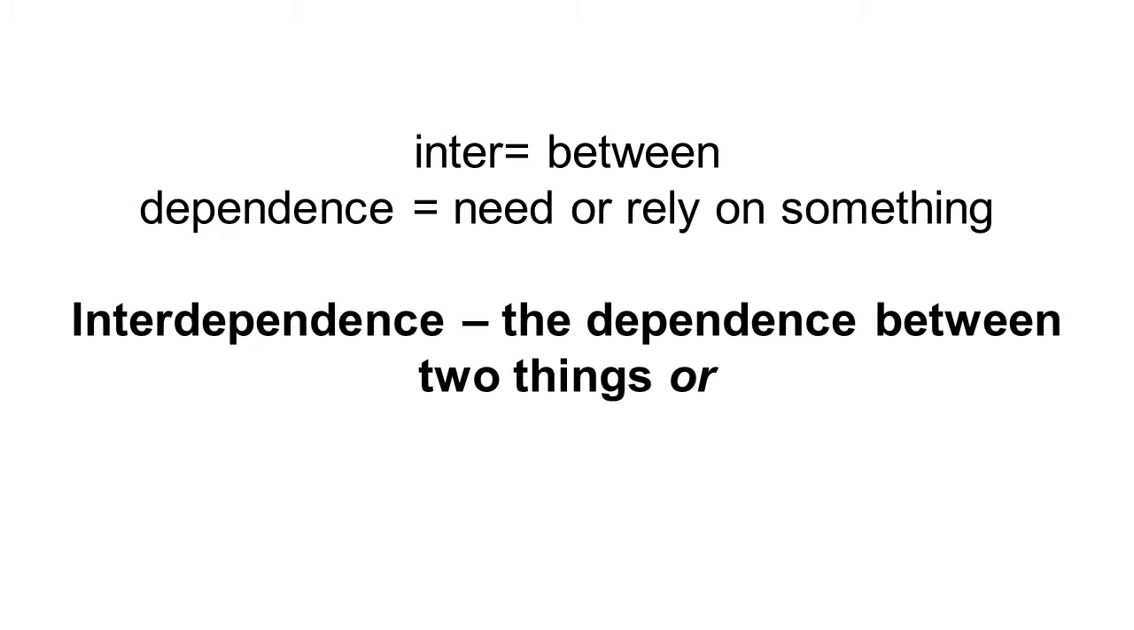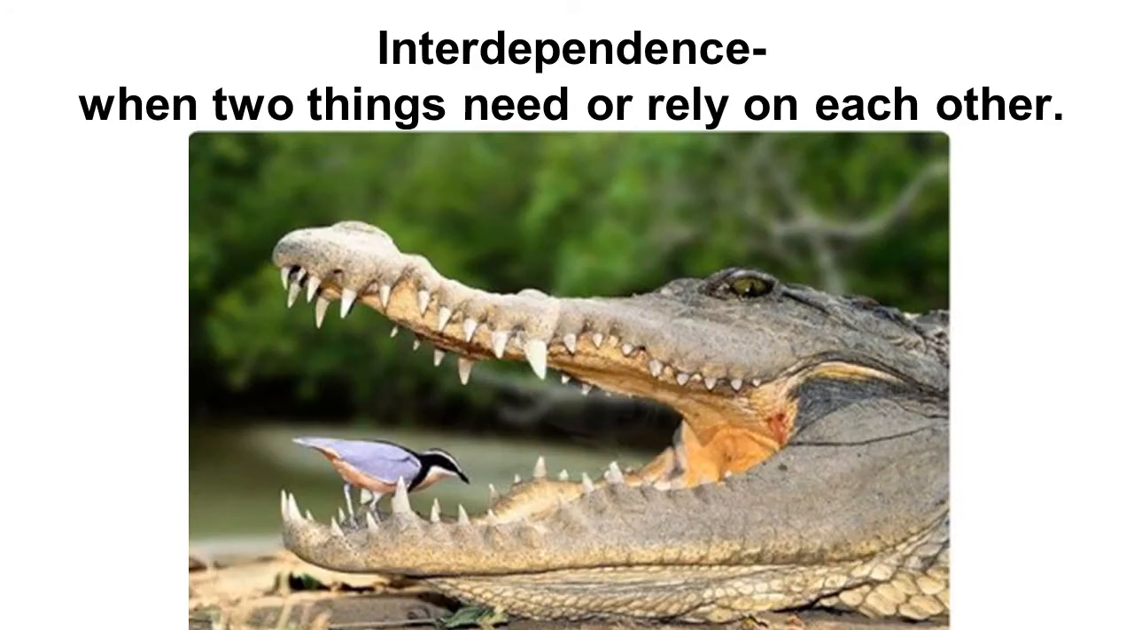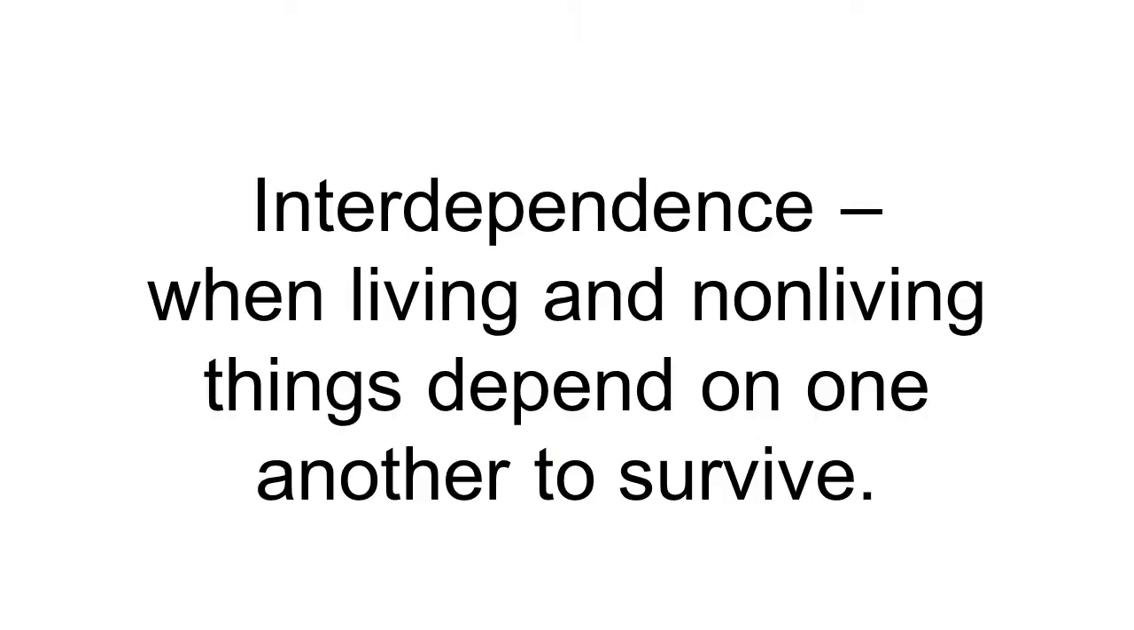After you find the meanings of the parts of the compound word, you can put the word back together to find the definition. We can put inter, or between, together with dependence, or the need to rely on something. Then say it all together for an understanding of the meaning of the word. Interdependence, the dependence between two things. Or, when two things need or rely on each other. This is the definition you should remember for our new word interdependence.